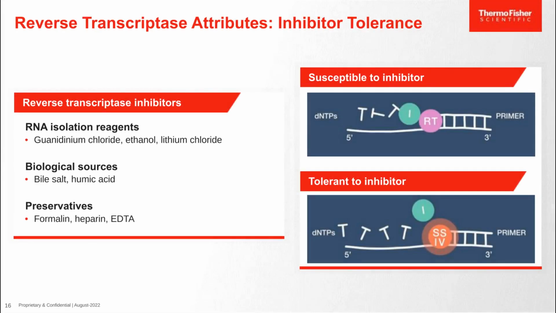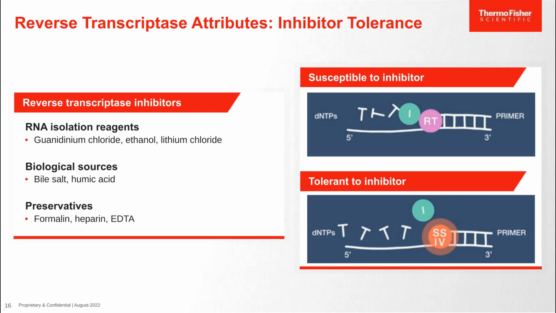Our final consideration is focused on inhibitor tolerance. Many scientists using RT reagents are often not aware that reverse transcriptase enzymes are highly susceptible to inhibition by many different compounds that can be found in the RNA preparation steps. Even after the RNA purification step, different compounds that can affect RT enzyme activity can still be present. For example, chemicals used in the RNA isolation process, inhibitors from biological sources, or simple reagents that are used for preservation of your samples can all be inhibitors of your RT enzyme.